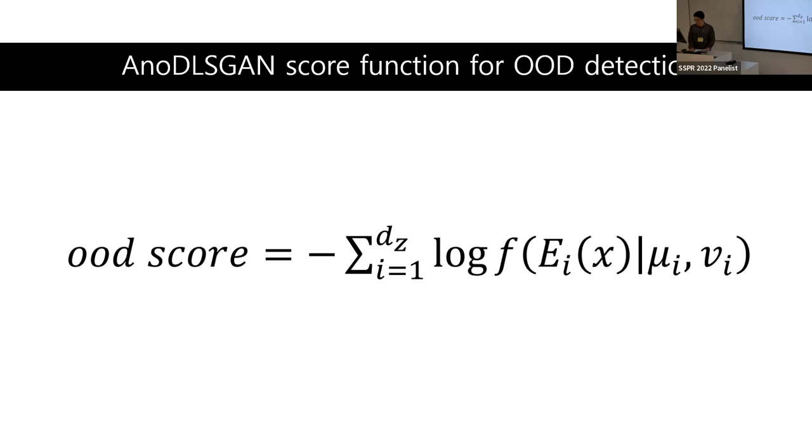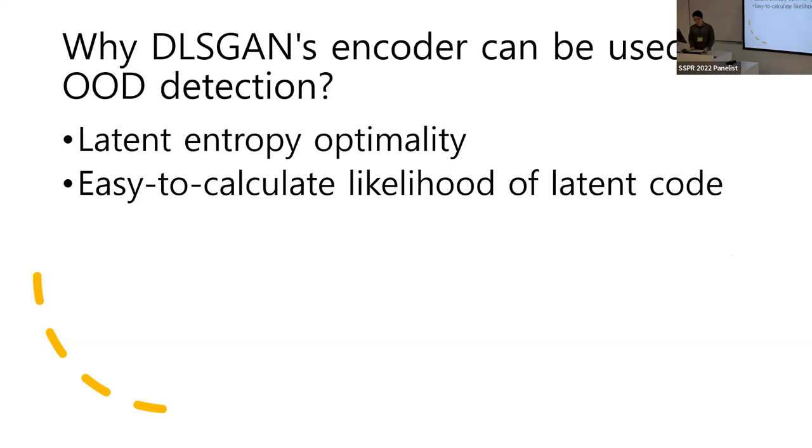There are two main features that allow the DLSGAN encoder to be used for OOD detection. First is the latent entropy optimality. When DLSGAN converges, the entropy of the scaled latent random variable and scaled encoder output becomes the optimal entropy for expressing ID data with the generator and encoder. Therefore, since ID data is densely mapped to a latent code with high likelihood, OOD data can only be mapped to a latent code with low likelihood. Secondly, elements of the DLSGAN encoder output are independent of each other and follow a simple distribution. So it is very easy to calculate the log likelihood of the predicted latent code.